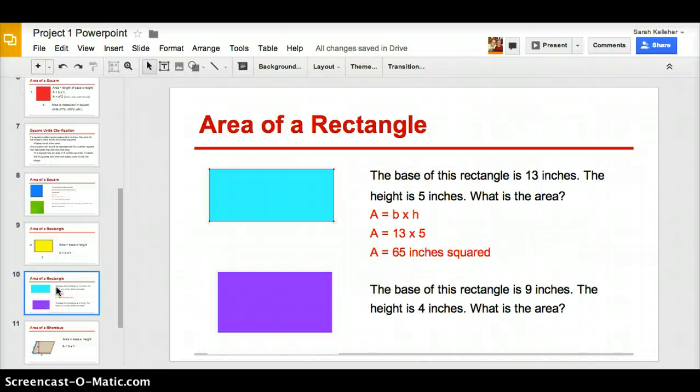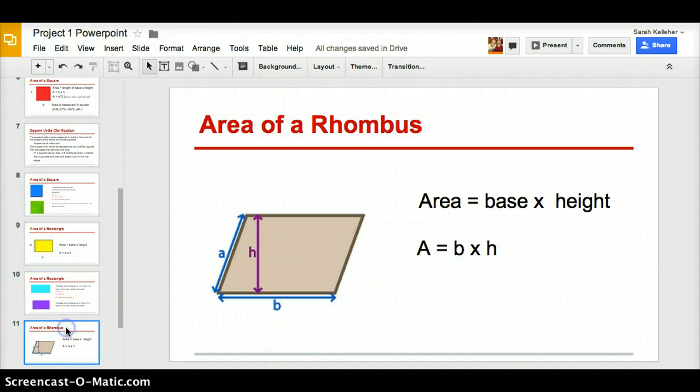These are more practice problems for finding the area of a rectangle. Once again, the instructor would solve the first one, showing step-by-step how to do so on the board, and the second problem would be solved with the students offering steps on how to solve it.